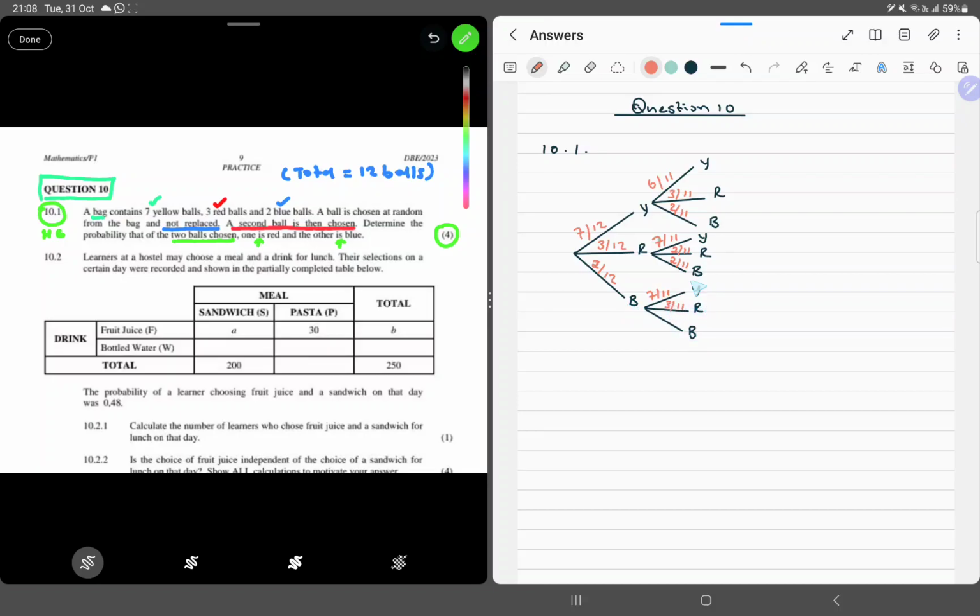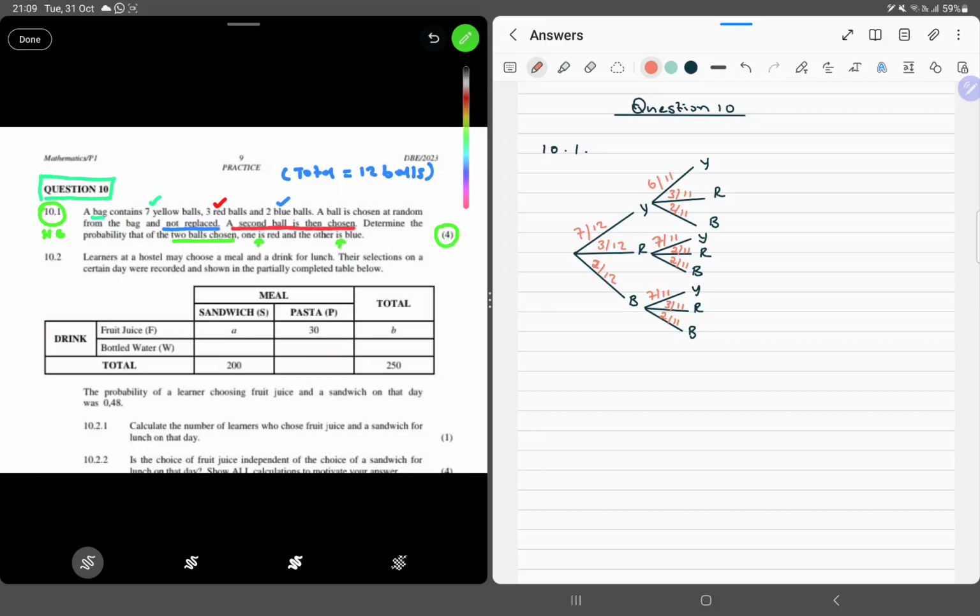And then we come again and say, look, none of those two happened. Instead, we got a blue and then the second ball was blue. So how many blue balls did we have? There are 2 out of 11 because we are missing just one ball. So this is how you do this tree diagram.